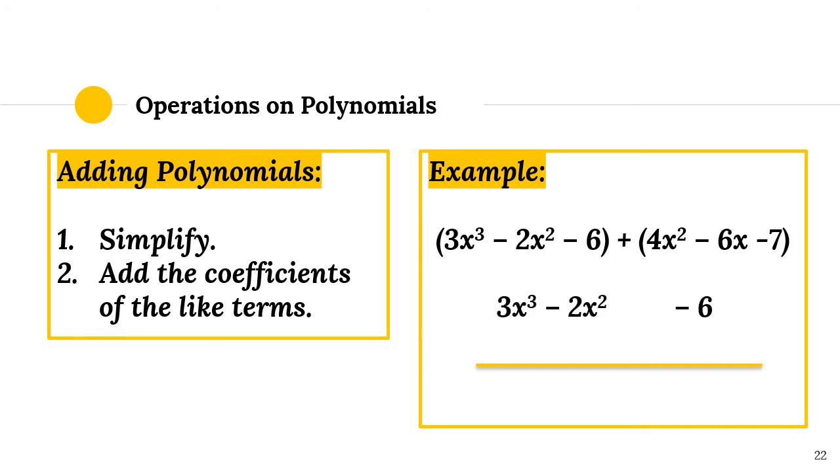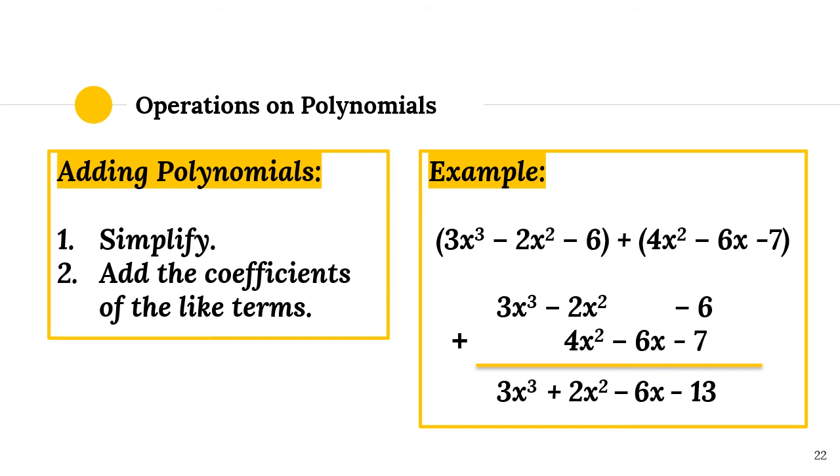So let's write the first one. We have 3x cubed minus 2x squared minus 6. And then write the second one, aligning the like terms. So we have 4x squared minus 6x minus 7. You see a gap between 2x squared and negative 6, just so the like terms could be aligned. And now that they're aligned, let's finish this off with a plus symbol here. So let's add the columns accordingly.